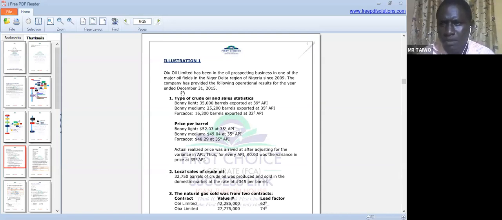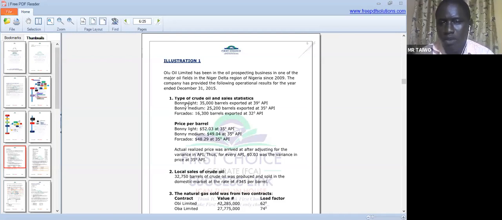The company has provided the following operational result for the year ended December 31st, 2015. Look at the operational results that were provided. There is the type of crude oil and sales statistics. Look at the type of crude oil they give. There are 3 types of crude oil. The first one is Bonny Light. The second one is Bonny Medium, while the third one is Forcados. Those are the 3 types of crude oil that they're selling under Olu Oil.